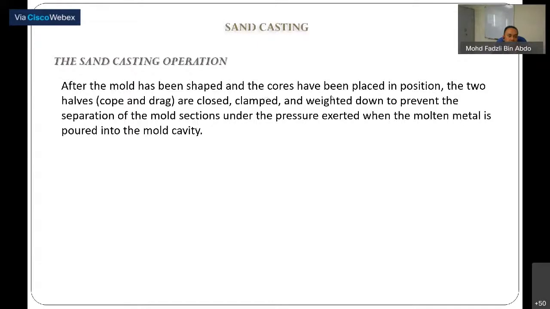After the mold has been shaped and core have been placed in position, the two half cope and drag are closed, clamped and weighed down to prevent the separation of the mold section and the pressure exerted when the molten metal is poured into the mold cavity. Ini sand casting punya operation lah yang saya dah tunjukkan last week.